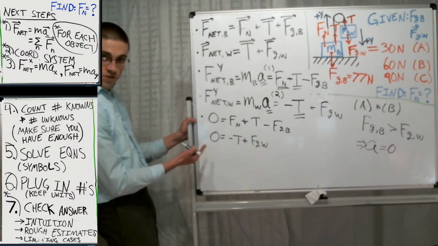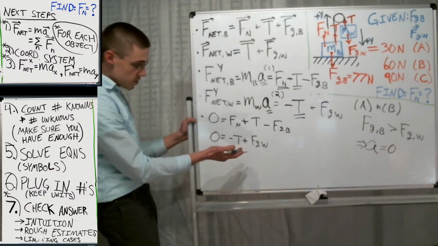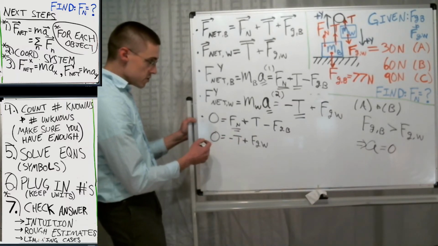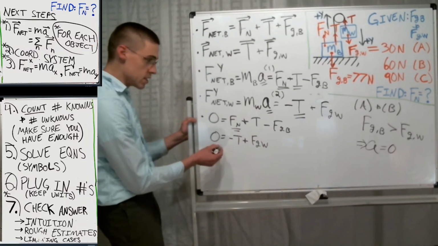Okay, I can do addition or substitution method, right? Here I have 2 equations, 2 unknowns. I can use addition or substitution method to find my answer. I'm asked to find Fn, so what I'm going to do is just take this equation and add it to this equation. Okay, I'm going to use the addition method.